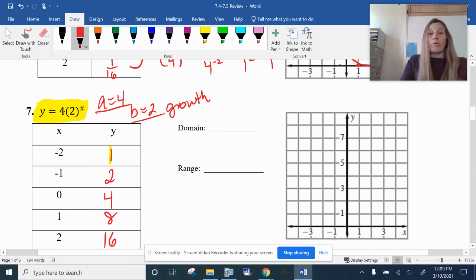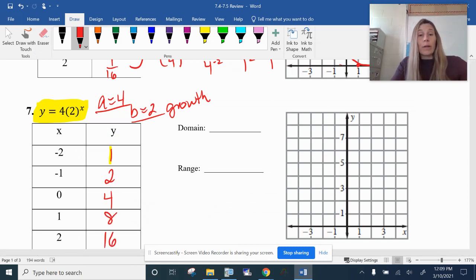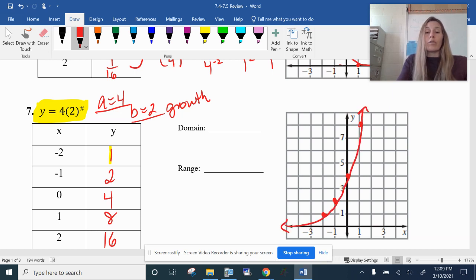So now you didn't really have to think too much to get all those points. You could just get them off that table on your calculator. If not, you would have had to substitute them all in for x and solve for y. So now -2 and 1, -1 and 2, 0, 4, 1, 8. So this is what our function looks like. It is a growth function.